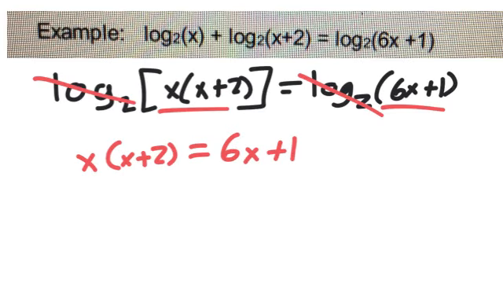Now you can only do this when there is a single logarithm on both sides. So you see how originally there were 2 logarithms on the left? You can't just drop them all then. You have to combine it as a single logarithm, and then you can drop them.